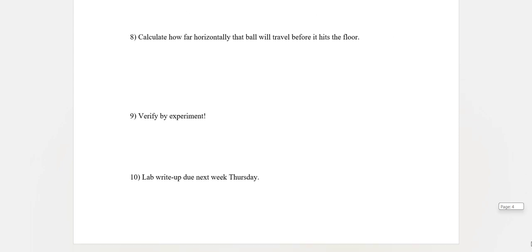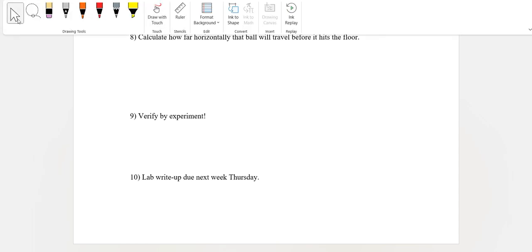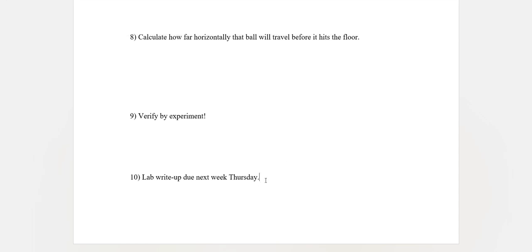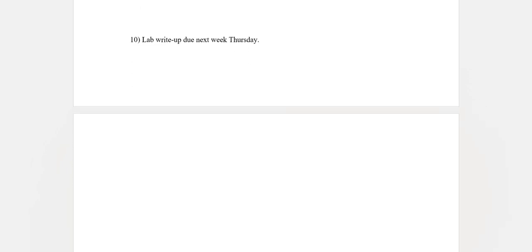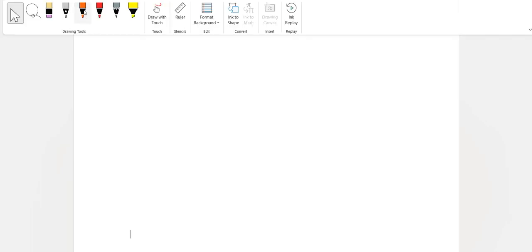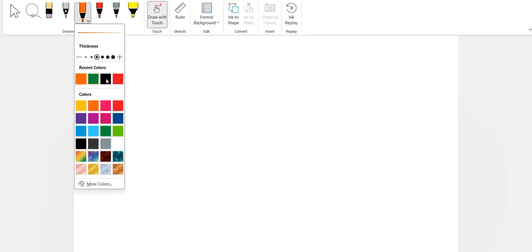I think what I'll do here is probably go to another page. Give me a moment. Okay, here we go. So now we've got to do the motion problem.